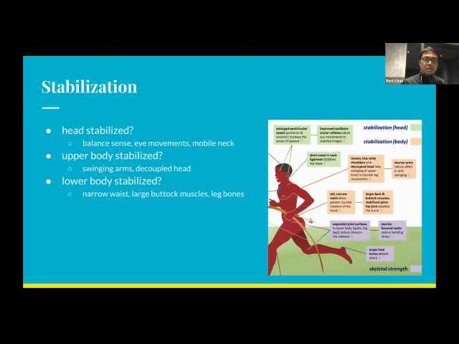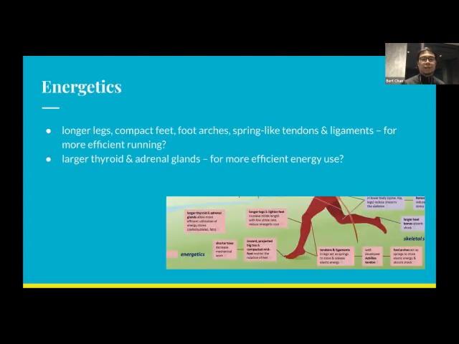Many features help to stabilize the head, upper body, and lower body, so that when we are running, our arms and our head help to stabilize the body. The energetics of our body, like longer arms, our foot arches, and our tendons and ligaments, are also well suited for running. And of course, we can run a marathon, 40 km. It's in itself a very interesting thing that we can do as an animal.